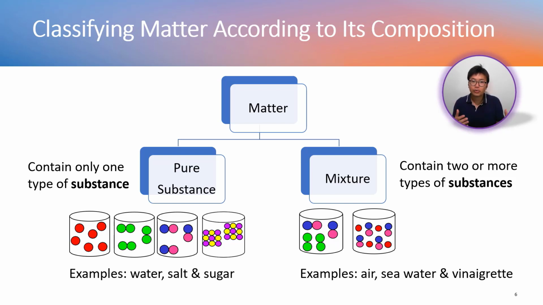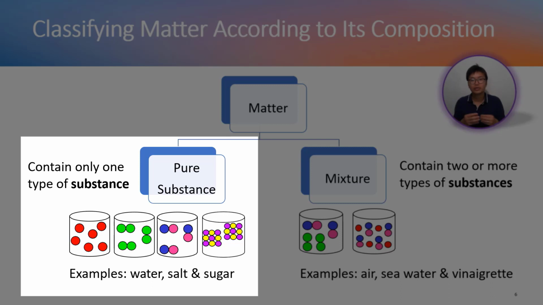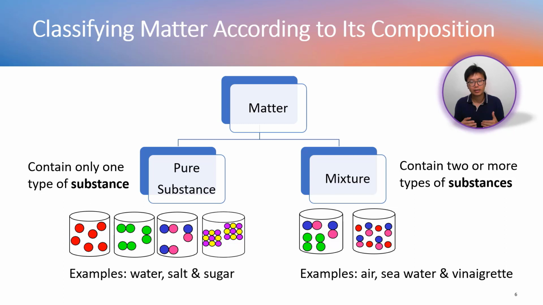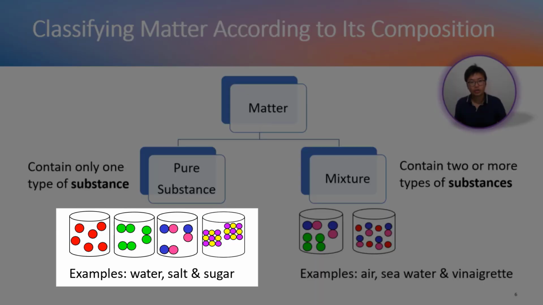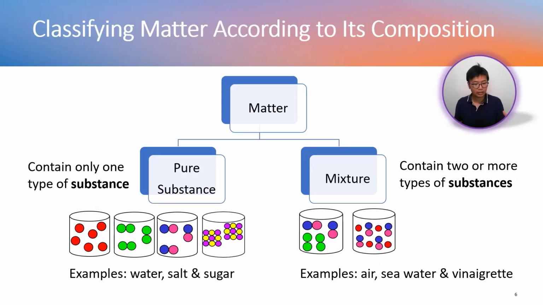How do we define a pure substance? Well, it contains only one type of substance. You can look at my PowerPoint slide at the moment. You can see all the little symbols on the lower left corner. They're all just one type of substance, meaning they're all red, or green, or just blue and pink together. It's just one type, one unit, one type. There's no mixture.